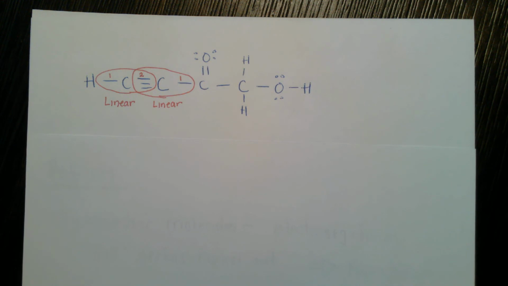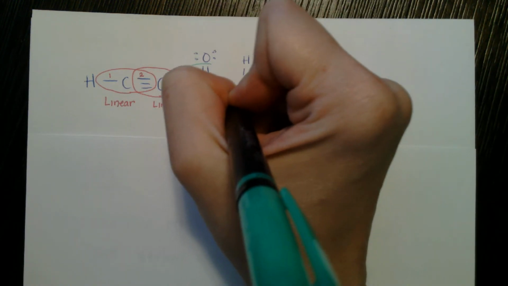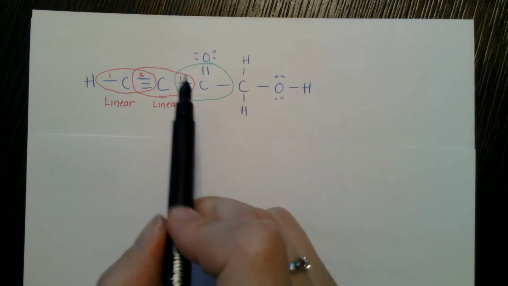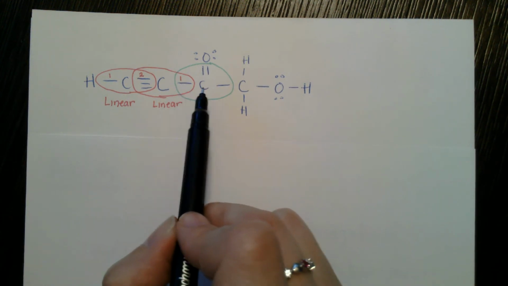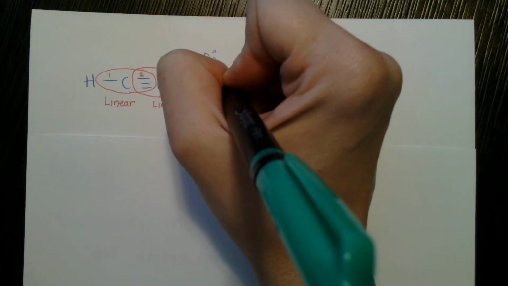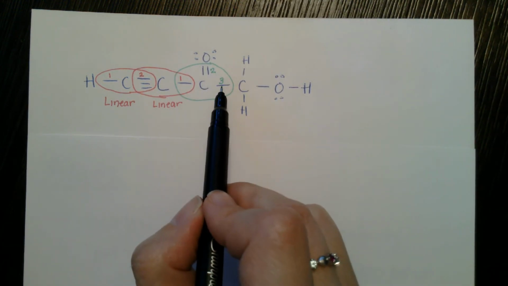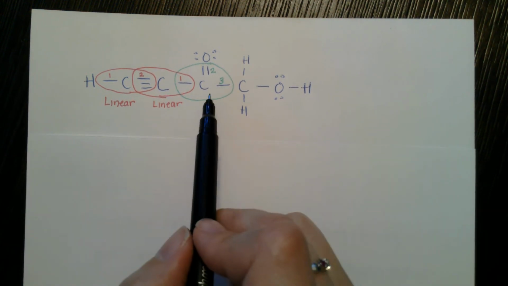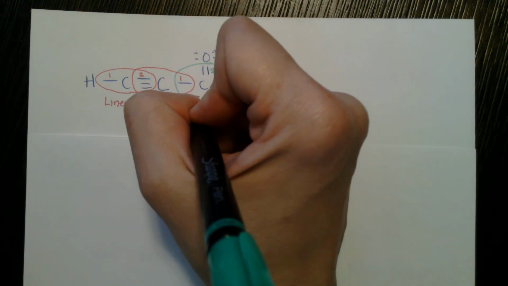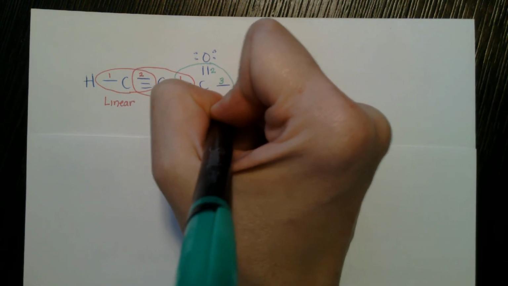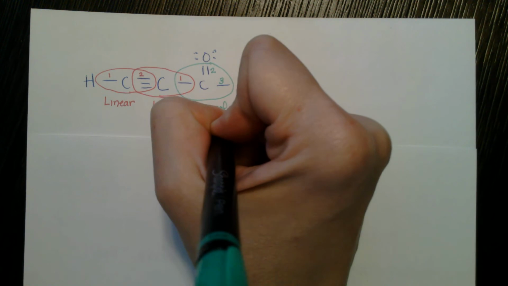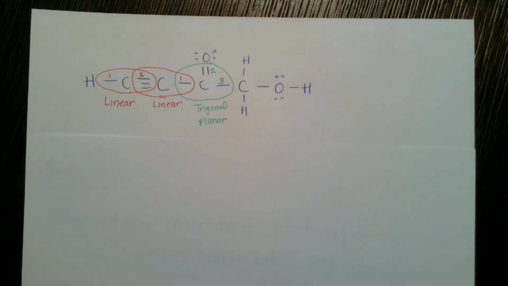All right, that carbon next to it looks a little more interesting, so we'll circle it with a different color. This carbon. We have a double bond, and we have this single bond right here. So we have 1, 2, 3 electron domains with no lone pair. So this is trigonal planar. So that carbon is trigonal planar.